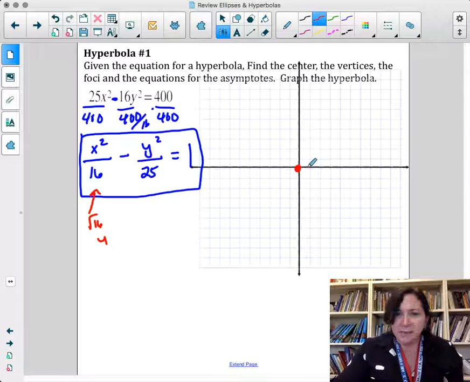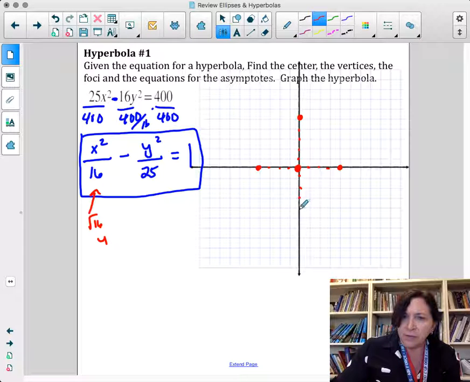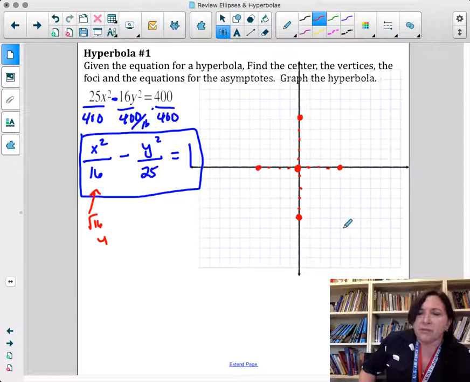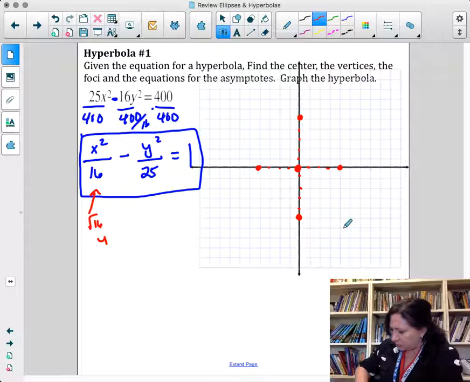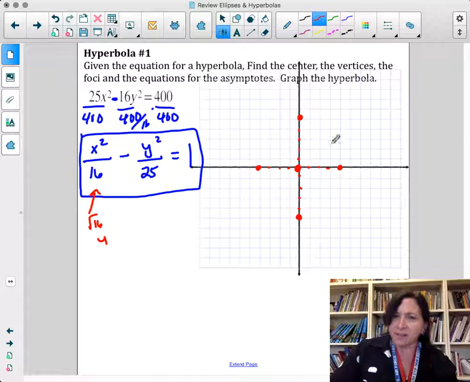So that means I'm going to go 4 to the right, 2, 3, 4. Put a point, 1, 2, 3, 4. Okay, in the y direction, I'm going to go the square root of 25, which is 5. So I'm going to go up 5, 1, 2, 3, 4, 5 up, and 1, 2, 3, 4, 5 down. Do not connect these points, because if you connect these points, you just made this an ellipse.